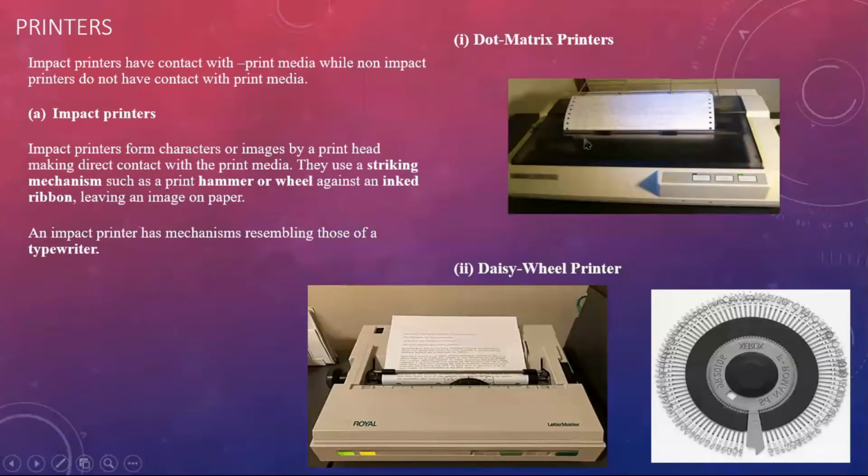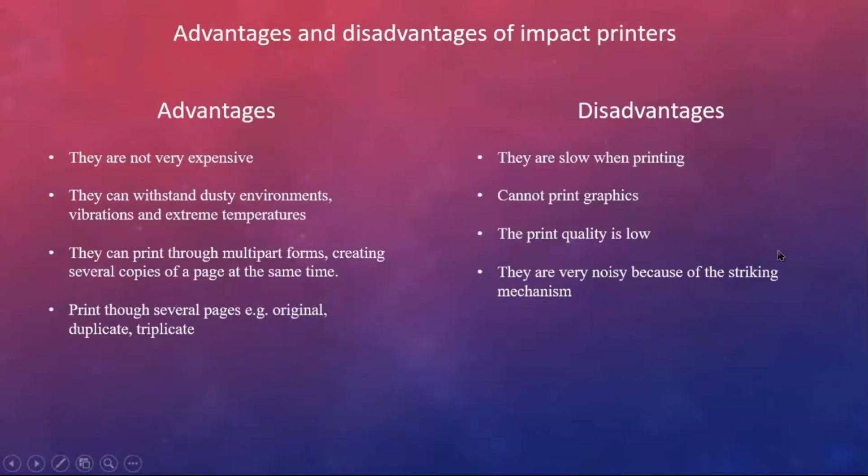Now the difference between these two is that the dot matrix uses a set of pins for drawing the characters. Meanwhile, the daisy wheel has the characters already on the wheel. All it needs is to strike them onto the paper. So what are the advantages and disadvantages of these impact printers? You'll notice that impact printers are not very expensive because they were the very first ones. They are not expensive, and they can withstand a dusty environment. Remember at the beginning of the printer section, we were saying that these printers can withstand very harsh environments.